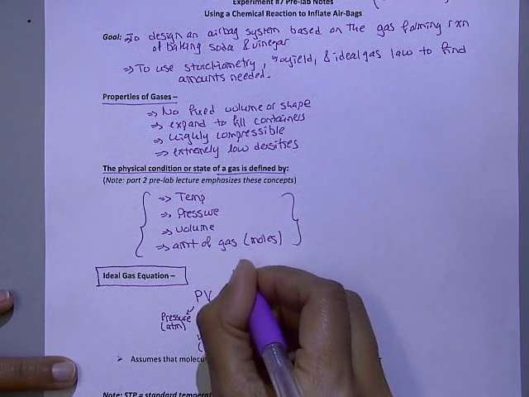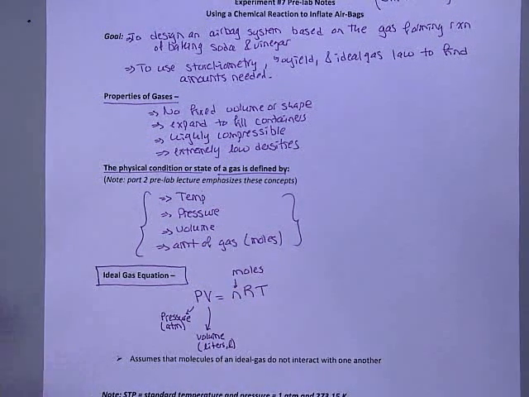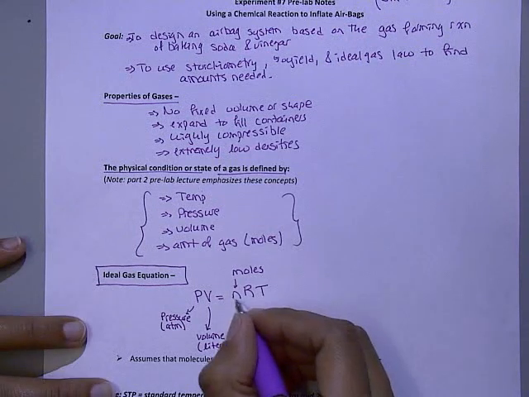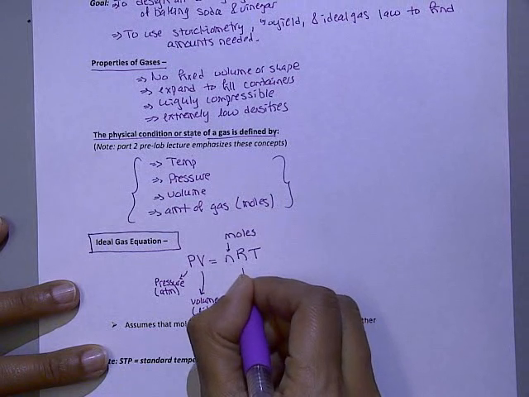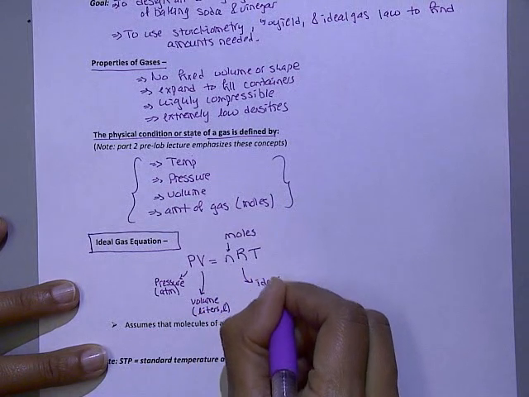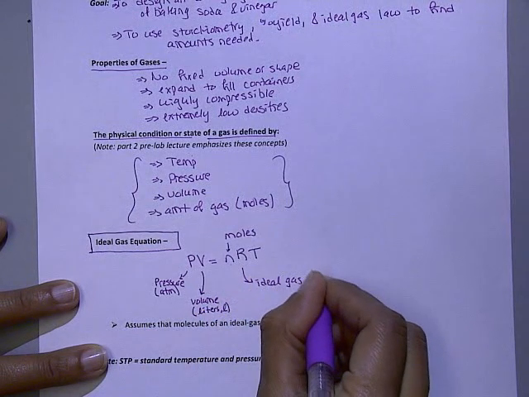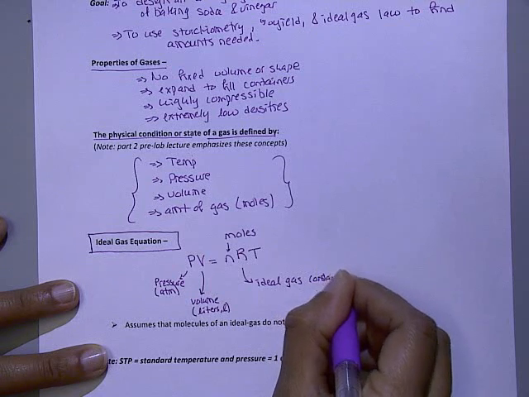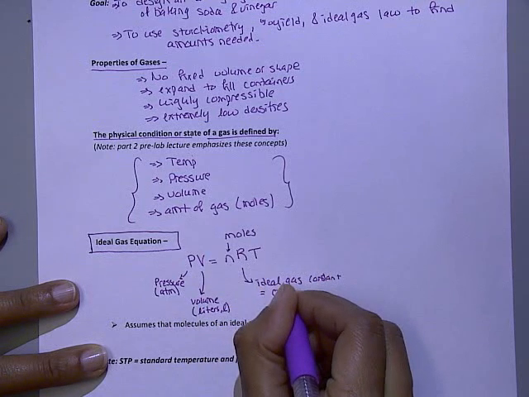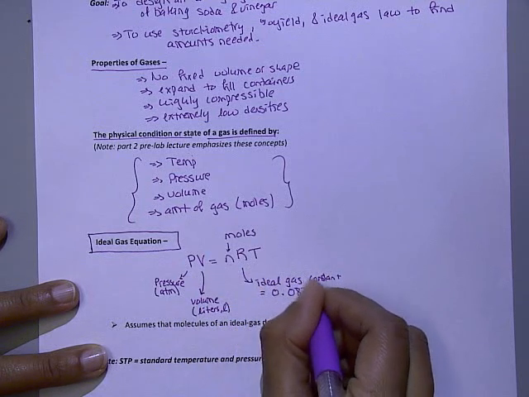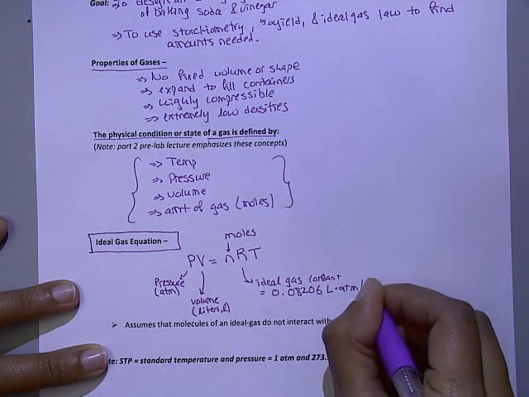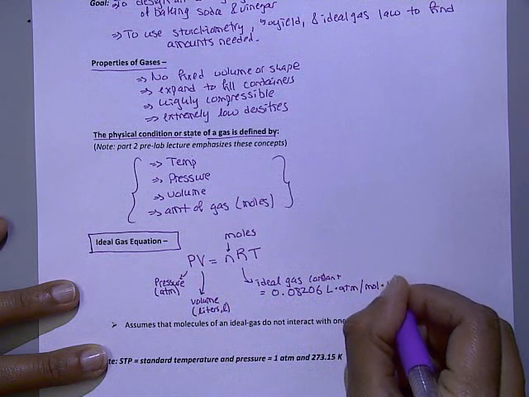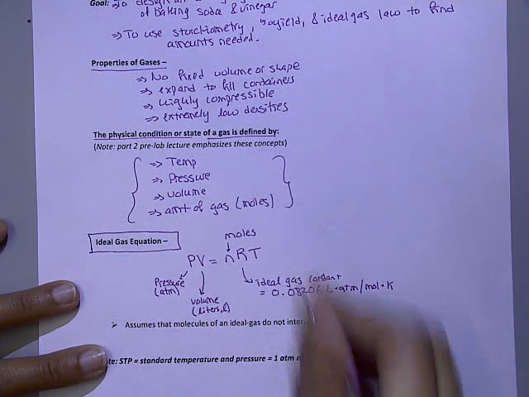N stands for moles, and we're not using lowercase m for moles because that's typically understood as mass. So N is always understood as moles in chemistry. R, as I mentioned, that's our ideal gas constant. And it's a constant, which means it's a value of 0.08206 liters times atmospheres over moles times Kelvin. That dot right there means times.